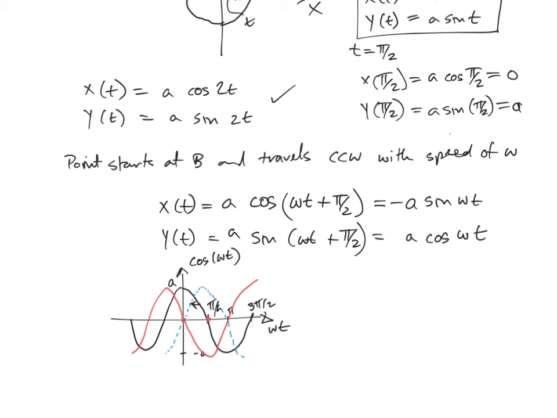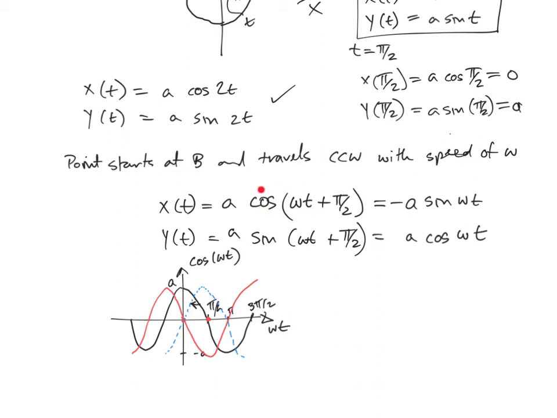Pardon me, let me say that again. Cos omega t plus pi by 2 is the red curve. And the red curve is just the negative of the blue curve. And what is the blue curve? Well, the blue curve is sine omega t, right? Which means that the red curve is just the negative of the blue curve, which is negative sine omega t. So that's how I know it's negative a sine omega t.